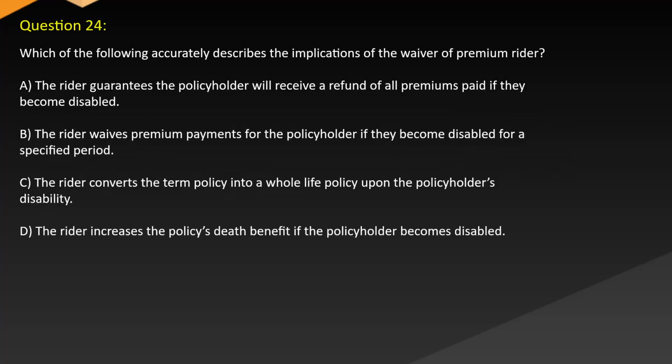Question 24. Which of the following accurately describes the implications of the waiver of premium rider? A. The rider guarantees the policyholder will receive a refund of all premiums paid if they become disabled. B. The rider waives premium payments for the policyholder if they become disabled for a specified period. C. The rider converts the term policy into a whole life policy upon the policyholder's disability. D. The rider increases the policy's death benefit if the policyholder becomes disabled.